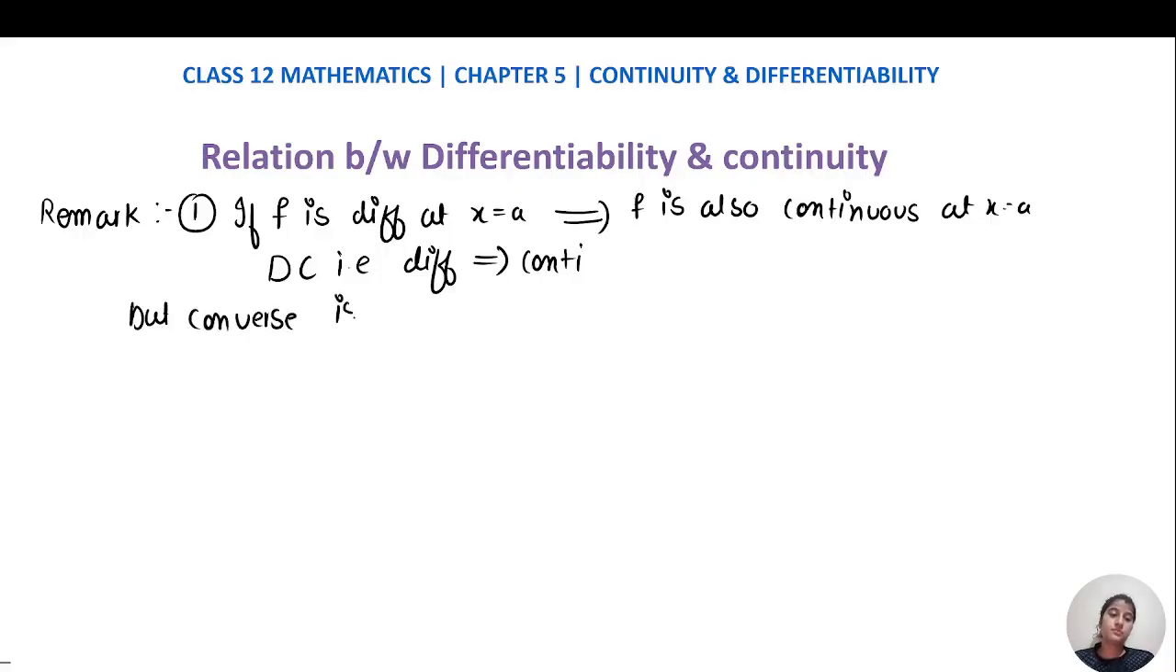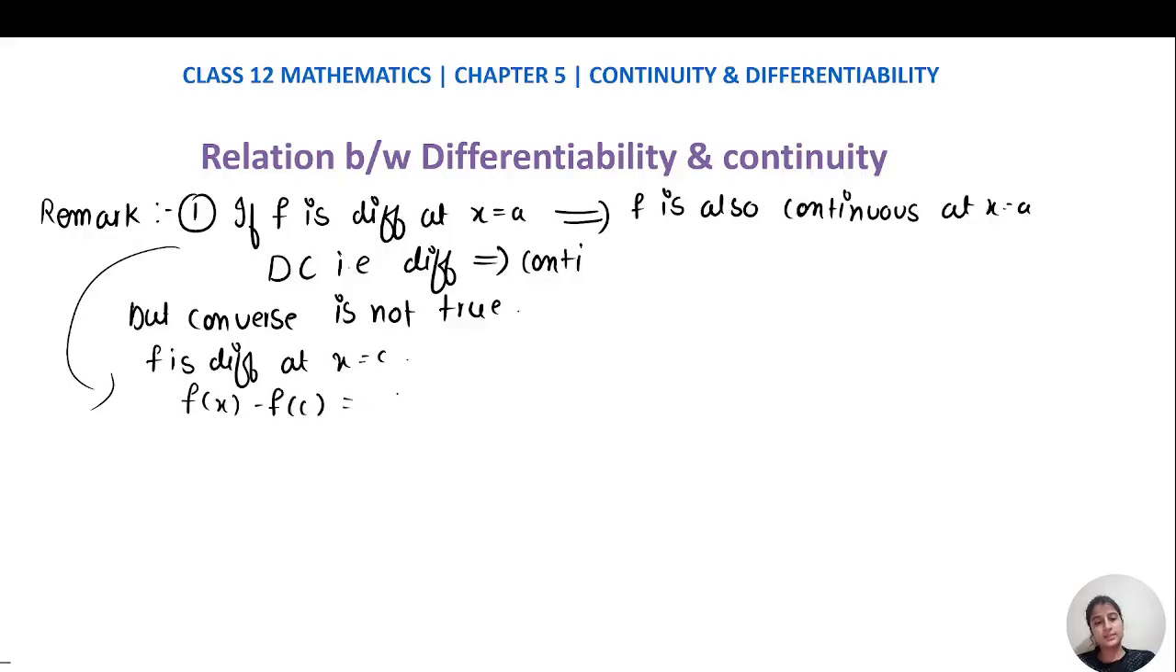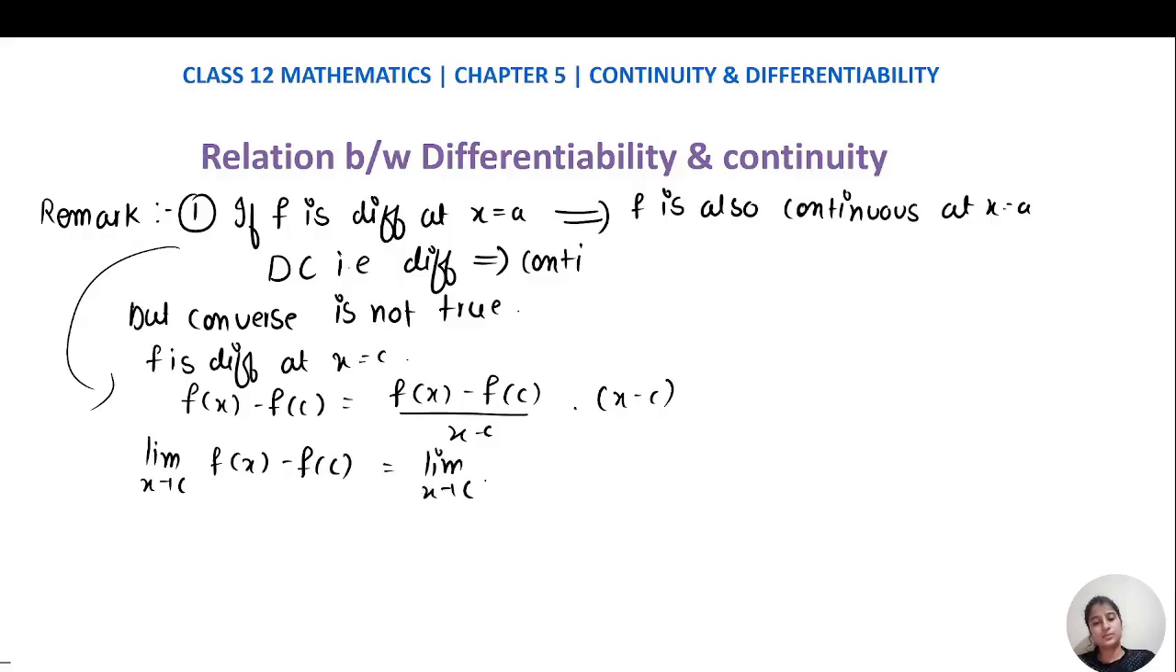I will give you one example also. Before that, let's see how this comes. It's like a normal proof. Let me explain the proof also. We are given that f is differentiable at x equals c. Then f of x minus f of c can be written as f of x minus f of c divided by x minus c, multiplied by x minus c. Now take the limit as x tends to c. We know that the limit of f of x minus f of c divided by x minus c will exist because the function is differentiable.